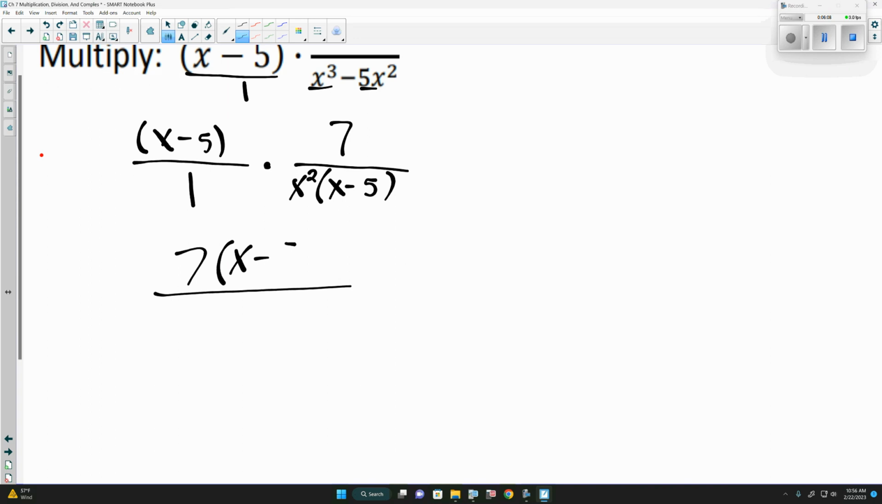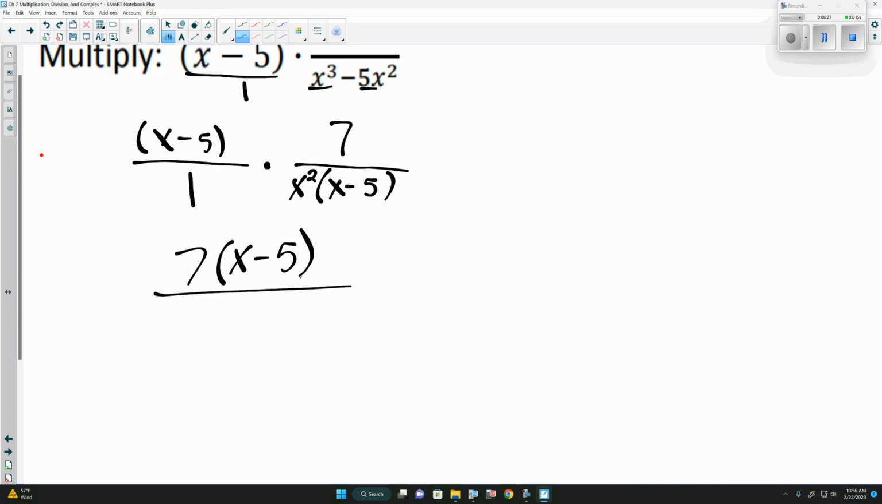So it'll be 7 out front multiplied by our x minus 5. Whatever terms are out in front of the parentheses, we'll move them to the front and multiply those together, and then have our parentheses following. Because the number in front of our x minus 5 in the parentheses was 1, it's going to be 7 times 1.